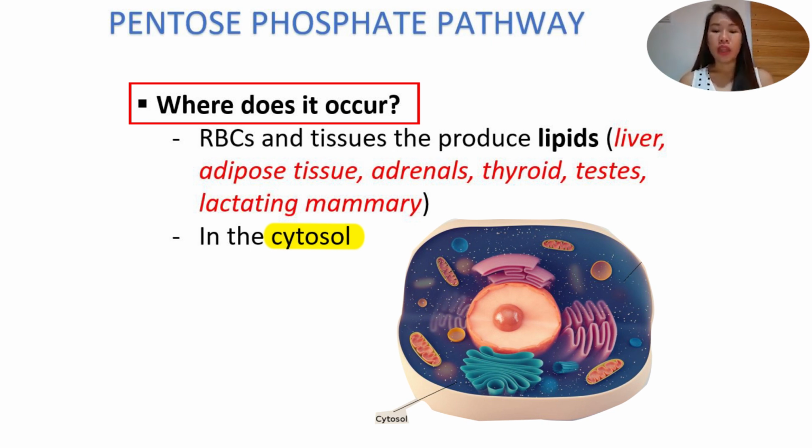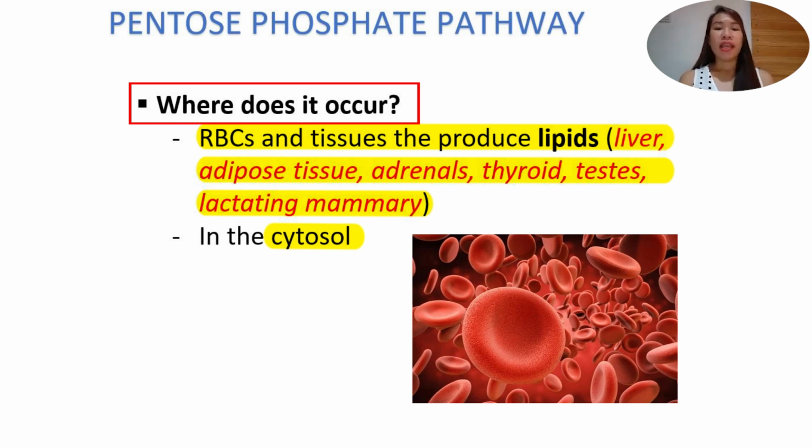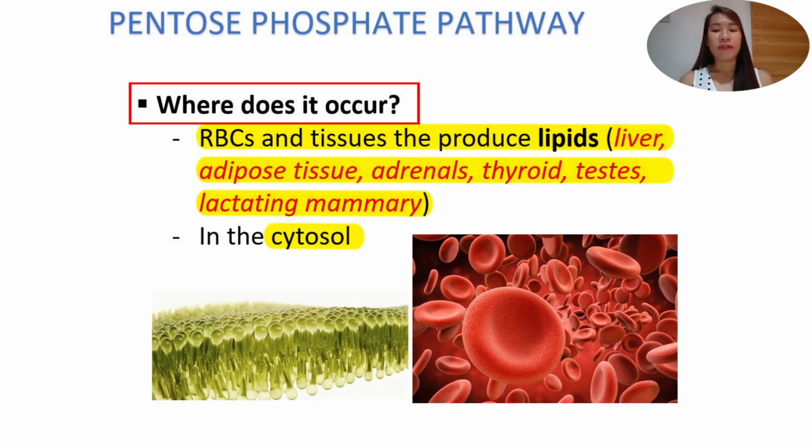In the cytosol. But you have to remember that it is particularly important in the liver and other mammary glands which are active in the biosynthesis of fatty acids. Red blood cells as well, and tissues that produce lipids or fats. What are the tissues or organs that produce lipids? We have the liver, the adipose tissue, adrenals, thyroid, testis, and lactating mammary. Remember this, class, it's not just specifically the mammary gland, but it is more specific to a lactating mammary gland.